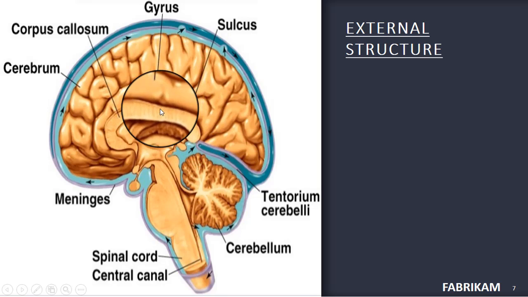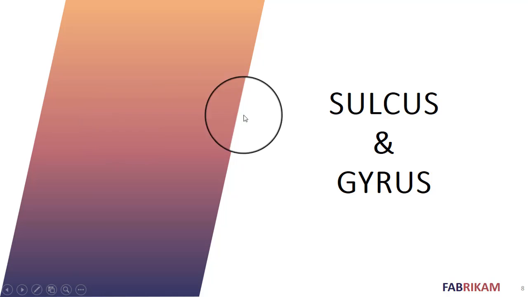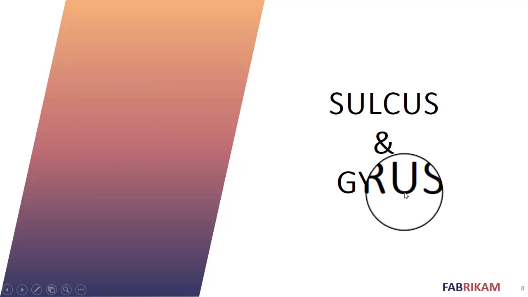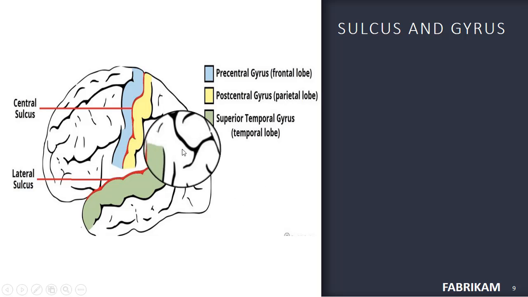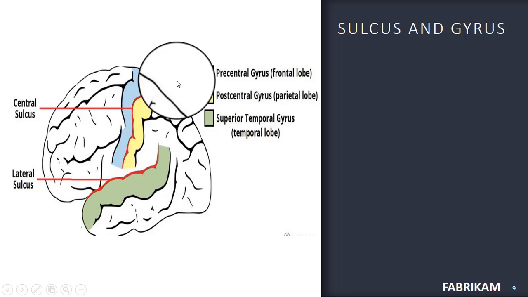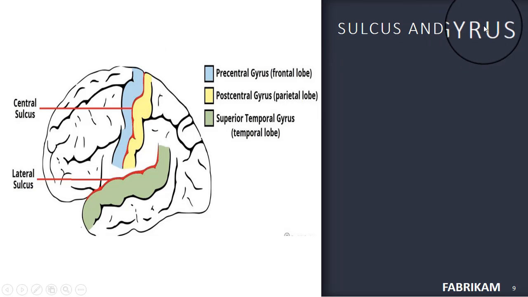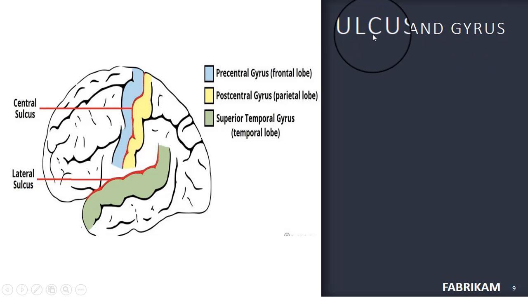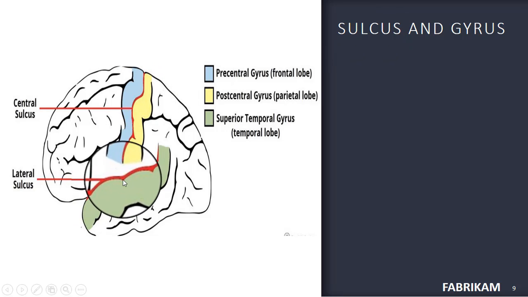Now next we will talk about the main sulcus and gyrus of the cerebrum. First of all, we talk about the main sulcus, or the sulci, of the cerebrum. Basically, the cerebrum has three sulci and three gyri. First of all, we'll talk about the sulci. The three sulci are the central sulcus, lateral sulcus and lunate sulcus.